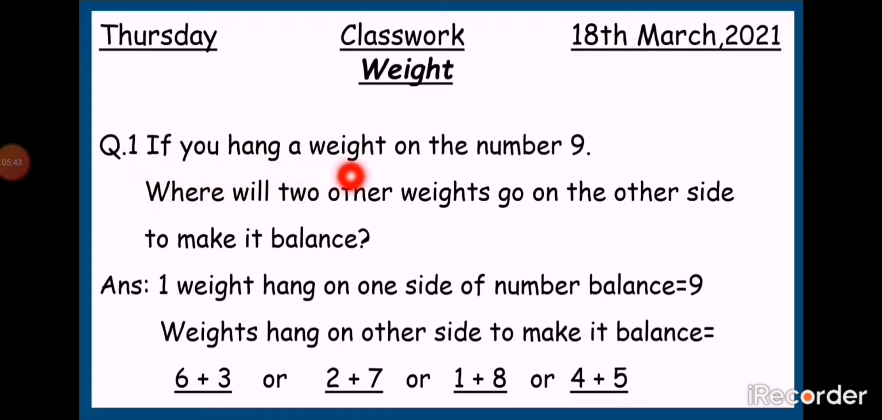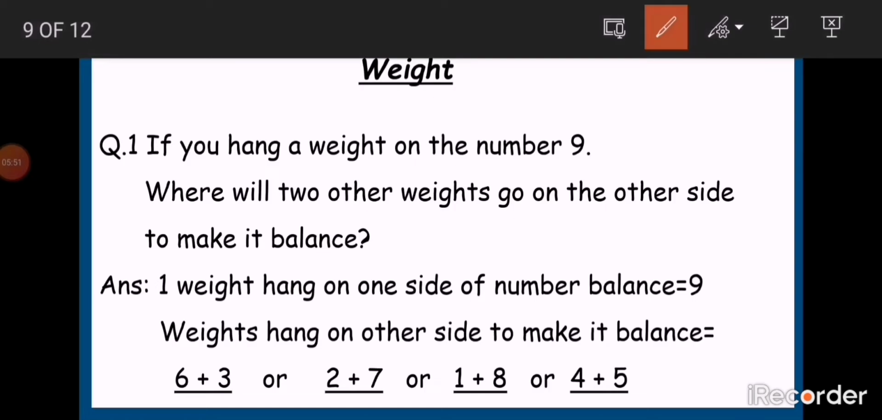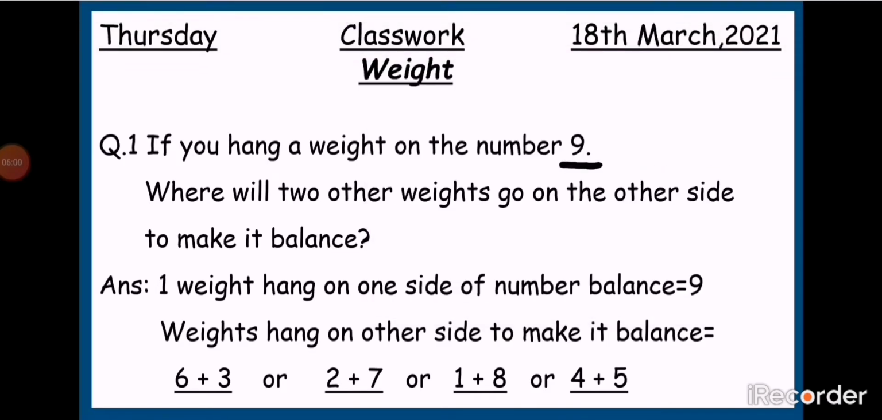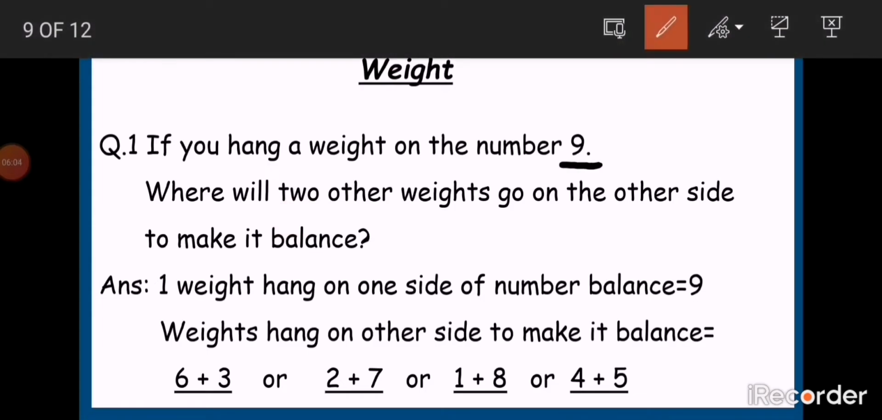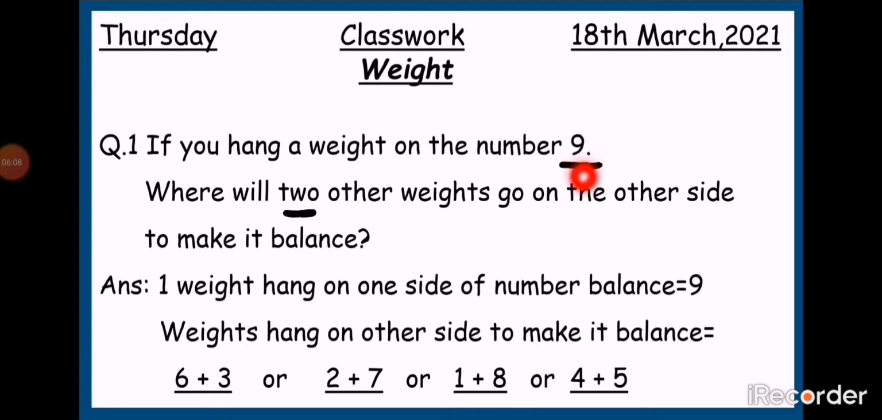Question number 1. If you hang a weight on number 9, where will the other two weights go on the other side to make it balance? Now we have number 9 here, and we have to balance number 9. We can choose only two weights to balance number 9. I have highlighted or underlined them so you can look at them easily.